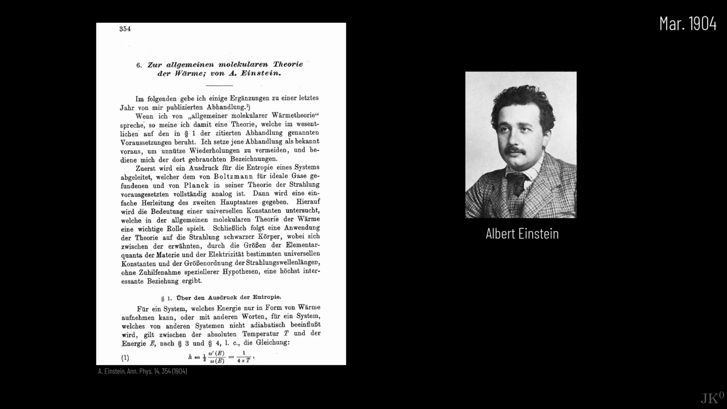In March 1904, an important article was published by a young Albert Einstein under the title "On the General Molecular Theory of Heat." We hear a lot about the articles that Einstein published in the year 1905, but he also wrote some foundational articles before his miracle year.